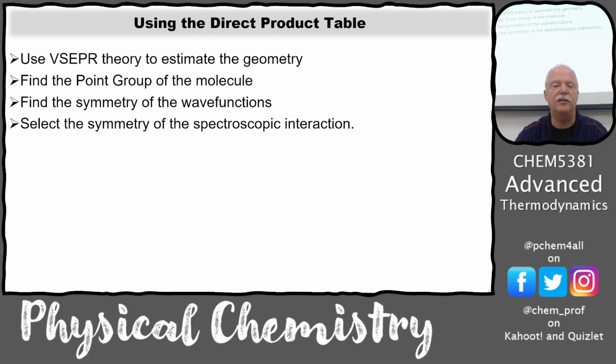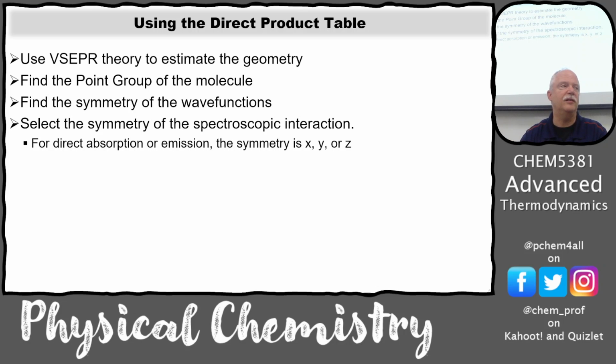So this little line here is important for you guys. For direct absorption or emission, so a photon comes in and is absorbed, or the molecule's in an excited state and drops down and spits out a photon, just a direct interaction with a photon, either absorption or emission, the symmetry is X, Y, or Z. So we would look in the character table for X, Y, and Z, and that would be the symmetries of light. You come across to the left side of the character table and find that row. We have to know the symmetries of the light that's coming in.